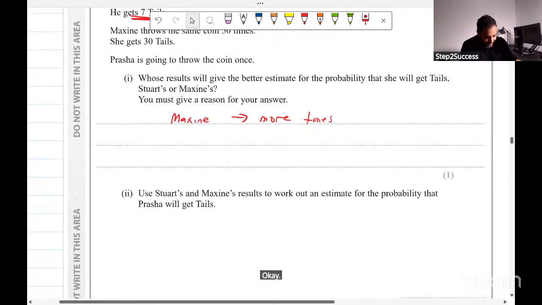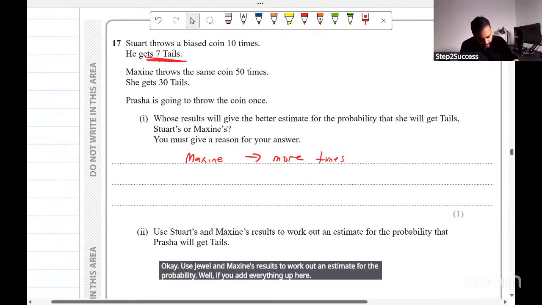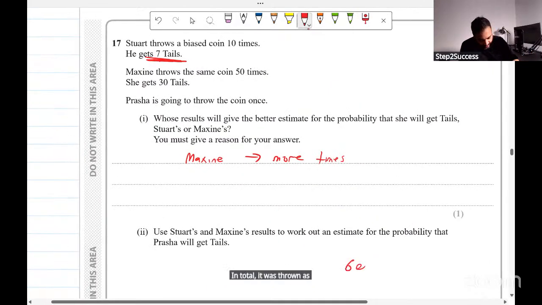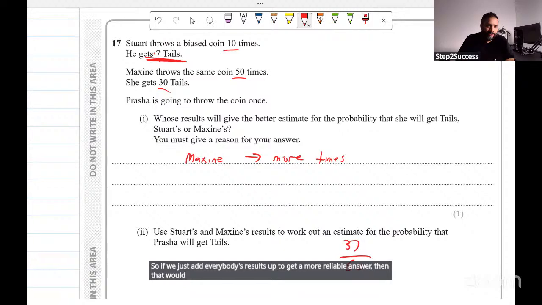Use Stuart and Maxine's results to work out an estimate for the probability. Well, if you add everything up here, in total, it was thrown, total 37. So if we just add everybody's results up to get a more reliable answer, then that would be the probability.